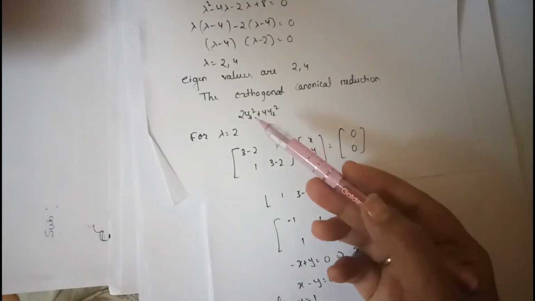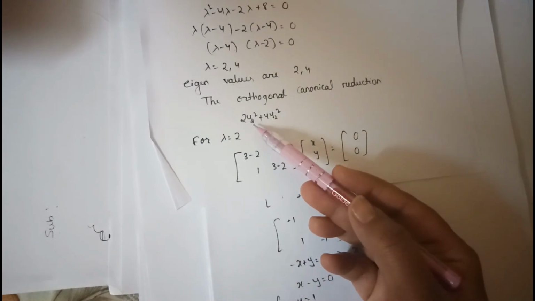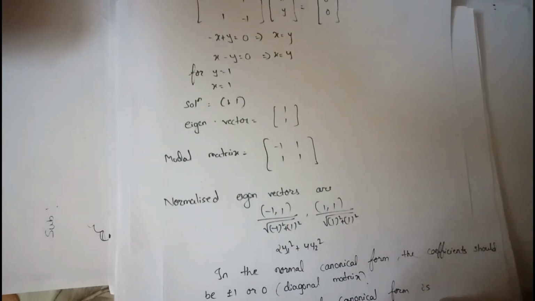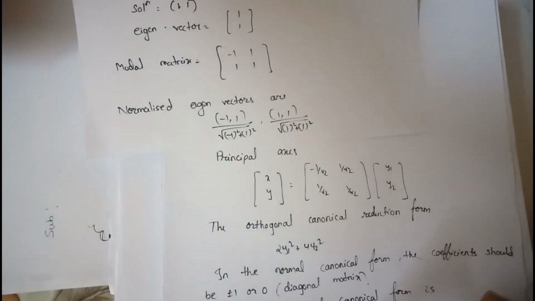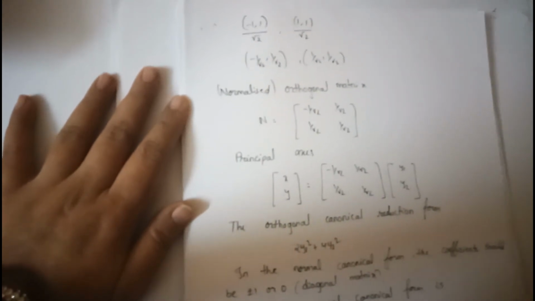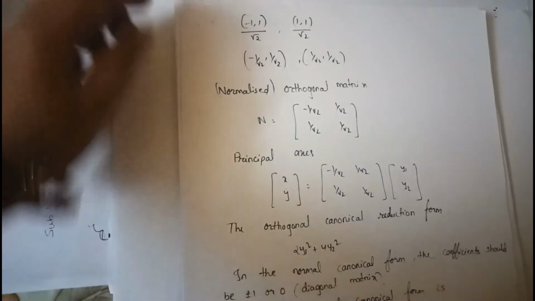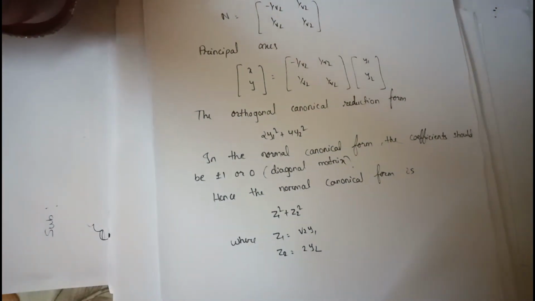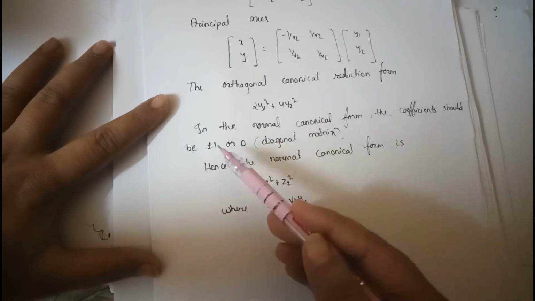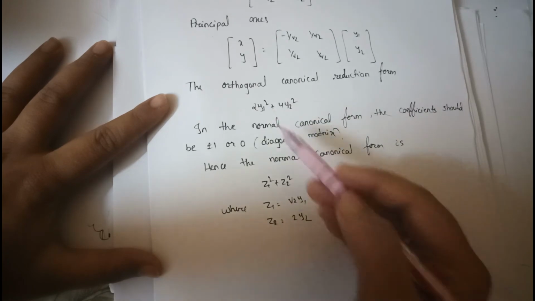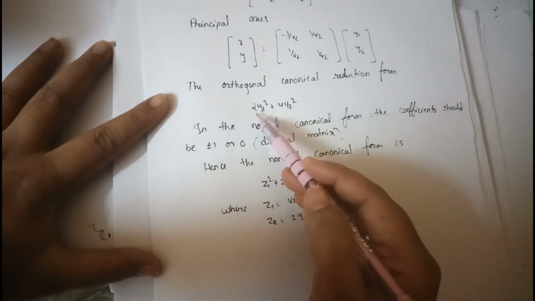So this is the orthogonal canonical reduction when I am taking other variables y1 and y2. So this is the normalized orthogonal matrix and this is the principal axis and the orthogonal canonical reduction form is this much. We know that in normal canonical form the coefficient should be plus or minus 1 or 0, a diagonal matrix in the canonical form, no? So whatever here is, I have to make the coefficient 1.